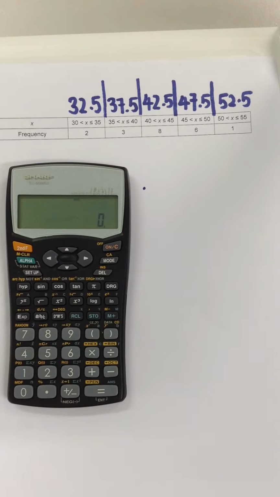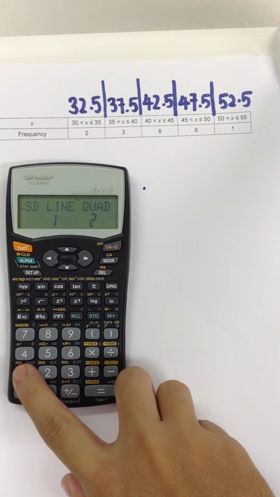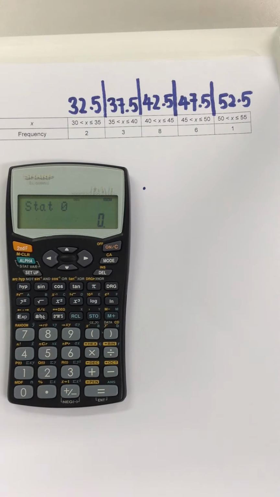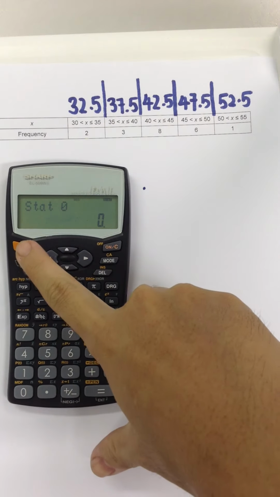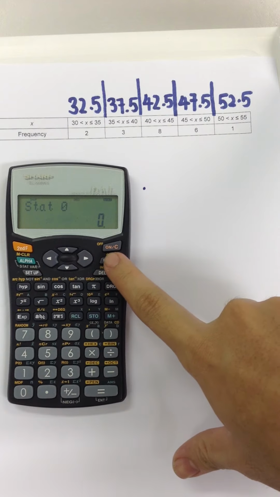Step 1. Change the mode of the calculator to statistics mode. Mode 1, 0. Step 2. Clear the memory. Shift, second function, mode button.